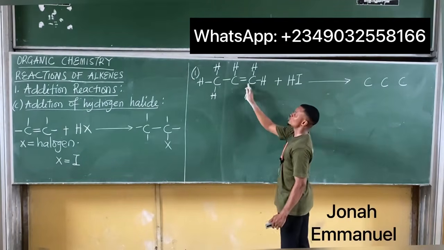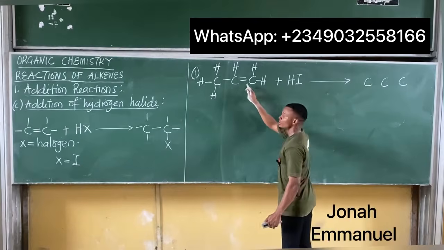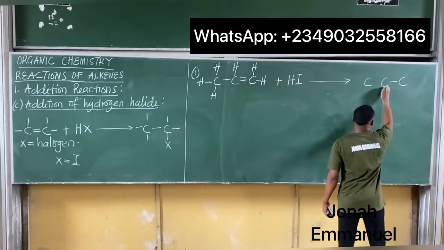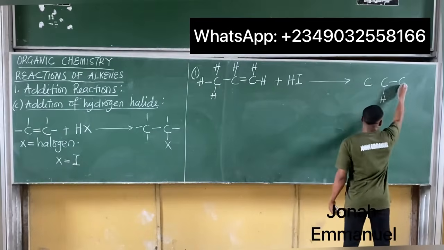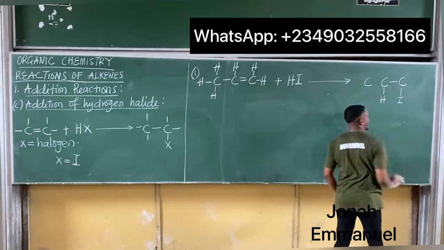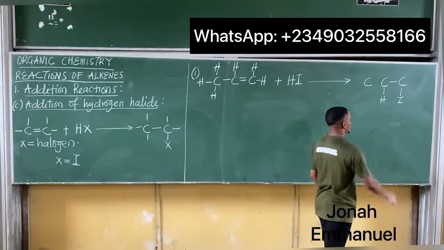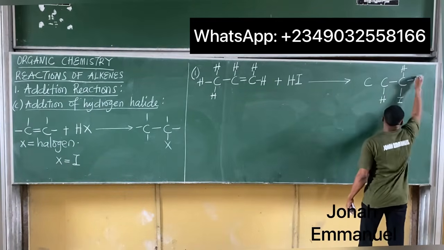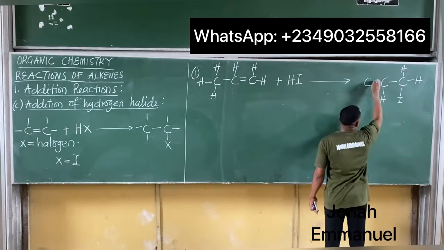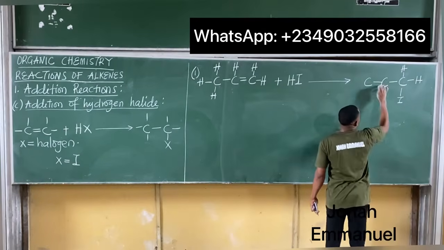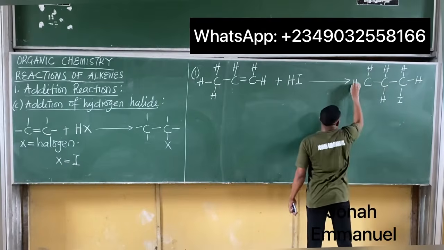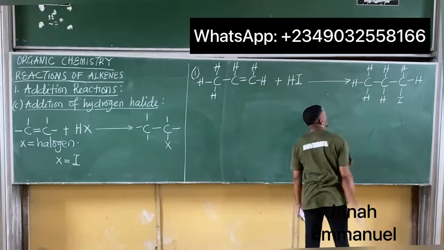Observe that it was these two that had the double bond. So I said this one will break off to a single bond. These two, one of them will carry the H, one of them will carry what there? The iodine. That's all. Now complete this, 1, 2, 3, 4. Connect these two first. That's all.